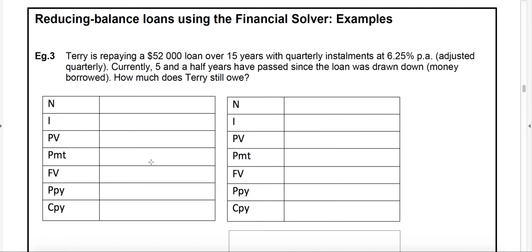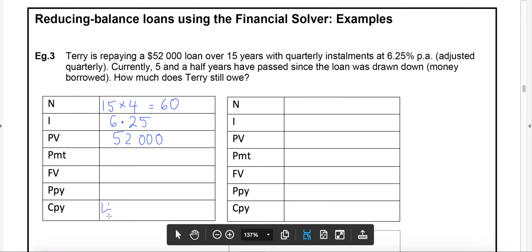Okay, you'll see this one, number 3, is in 2 parts. So we'll have a look at why that is the case. Terry's repaying $52,000. I'm going to put that straight into PV. It's doing that over 15 years quarterly, so 15 by 4, giving us 60. With quarterly installments at 6.25%, so there's our 6.25, adjusted quarterly, so compounding quarterly. Remember, quarterly compounds means a quarterly payment as well.